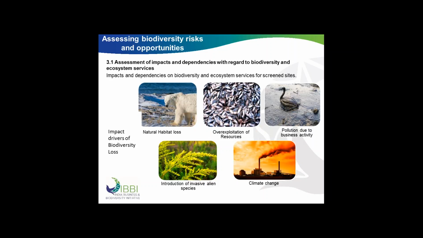Indicator 3.1, which falls under declaration point number 3, is about assessing biodiversity risk and opportunities. Indicator 3.1 is the assessment of impacts and dependencies with regard to biodiversity and ecosystem services. The company needs to describe the impacts and dependencies on biodiversity and ecosystem services for sites that have undertaken an assessment. Impacts could be direct due to operations or indirect through its supply chain.